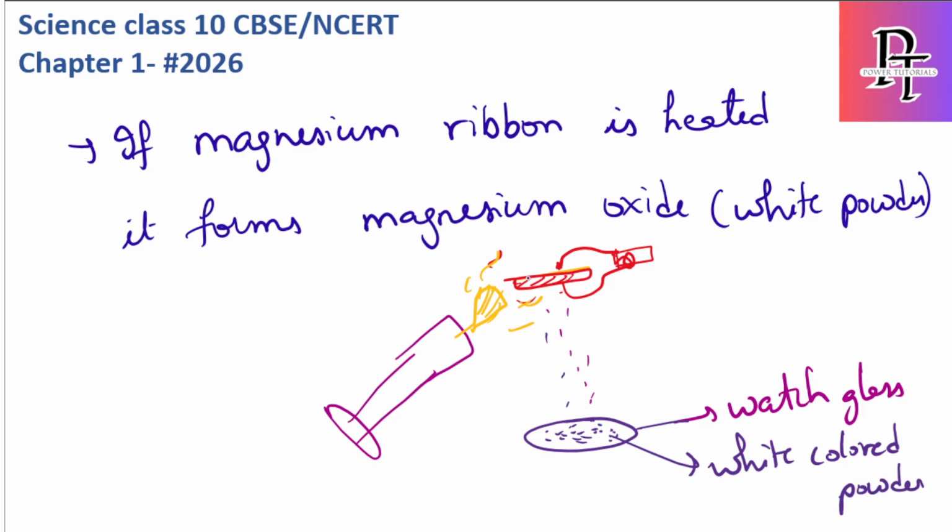So what is happening? Because of heat, the magnesium ribbon, which is solid, is changing into a powdered solid. This is the burner, this is the flame, and this is the magnesium ribbon. So this is one reaction where there is a change in state because of the application of heat.